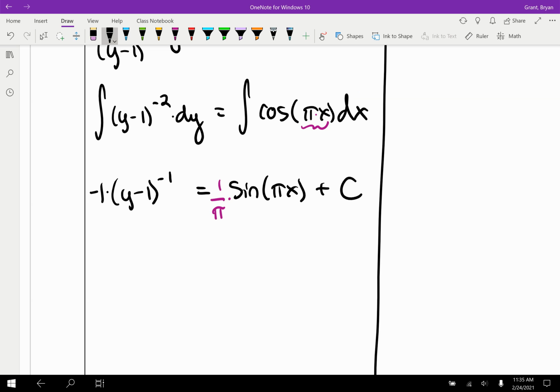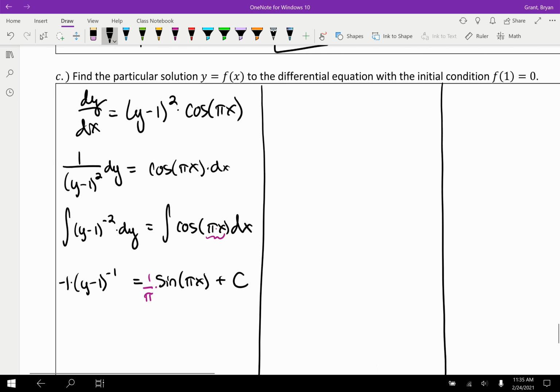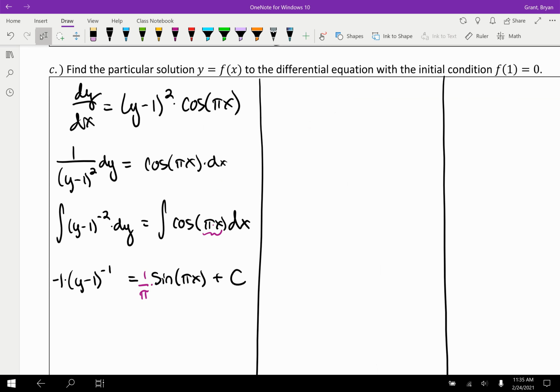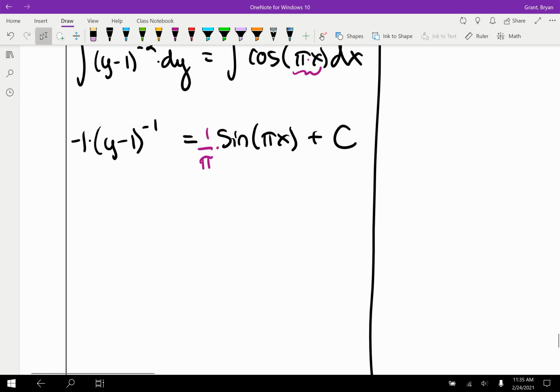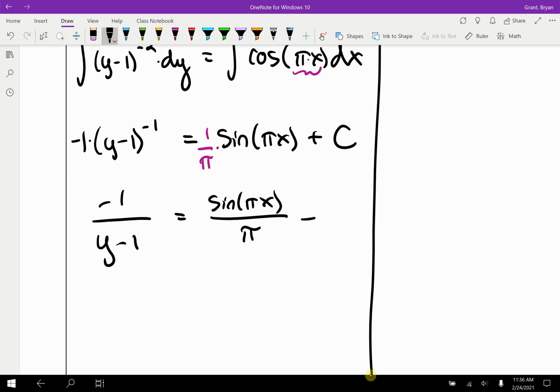Okay, from here we have found our antiderivatives. Now we need to use that plus c. I'm actually probably going to go a step further here too. I'll rewrite this as, since I have the space, −1 divided by (y − 1) equals sine of πx over π plus c, just saving us some space.